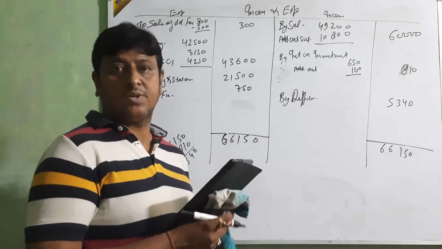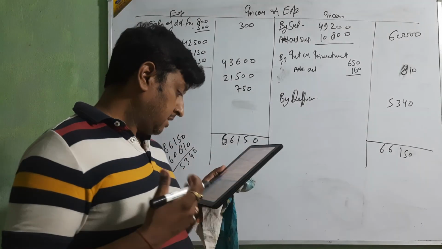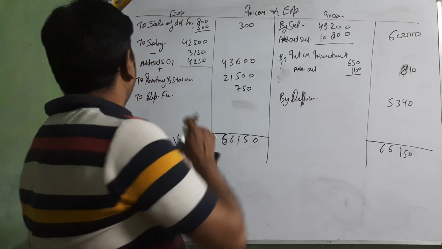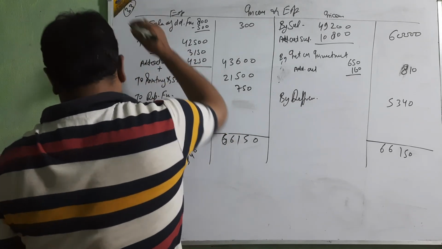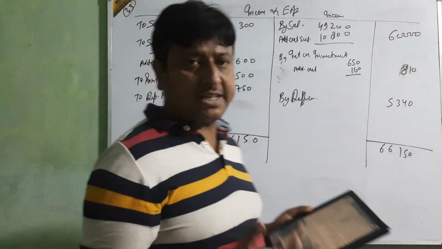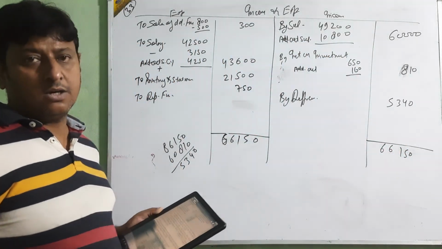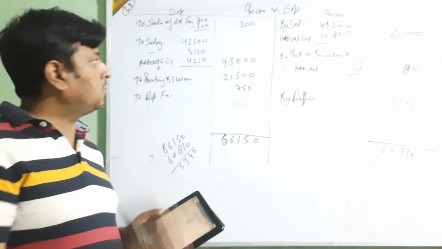Okay, beta? Clear? After that, questions 33, 34, 35, 36, 37, you will try. If any problem is there, then consult with me. Okay? Clear? Thank you.